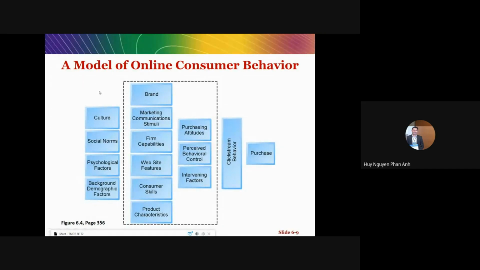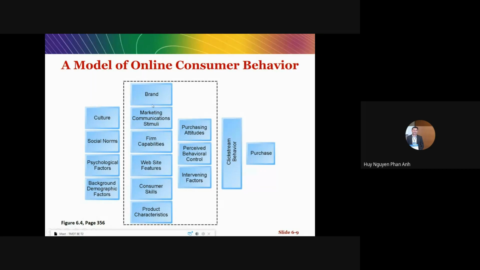Okay, so this is the model for online consumer behavior. You see the target here is the purchase, right? And based on the clickstream behavior, how to evaluate that. So it's very similar to the offline consumer behavior here. They also have the culture, the social norms, demographic and psychological factors as well.